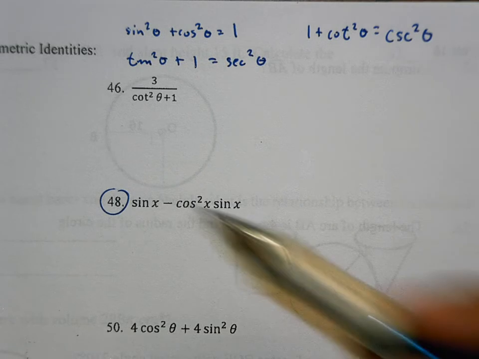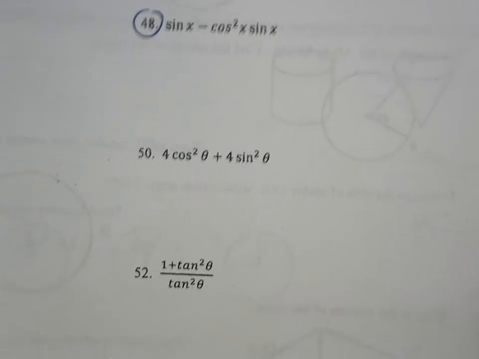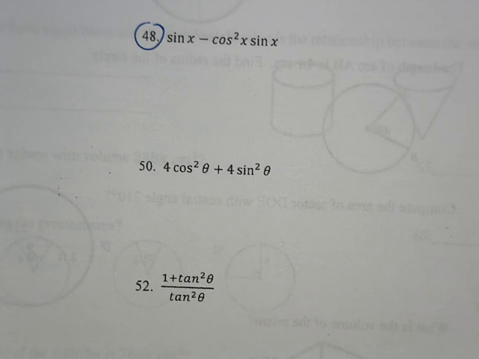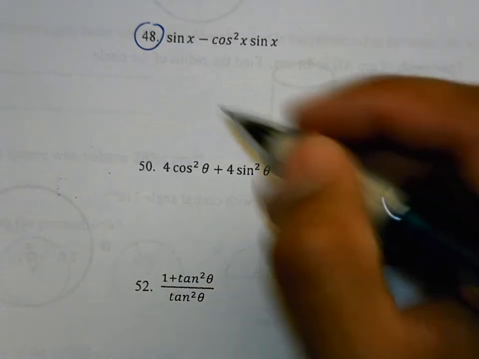When I look at 48, 48 says sine of x minus cosine squared of x sine of x. These are those problems that simplify. How do we do it? You factor out a GCF.